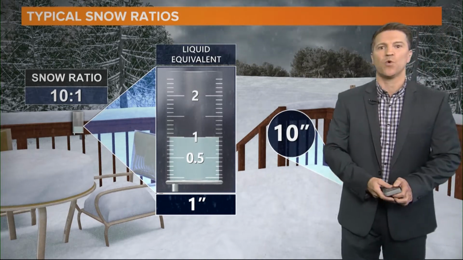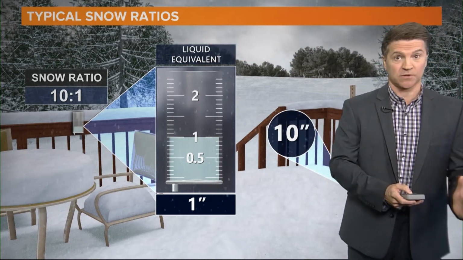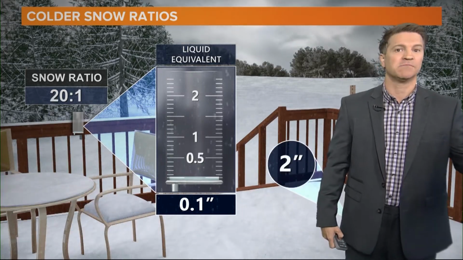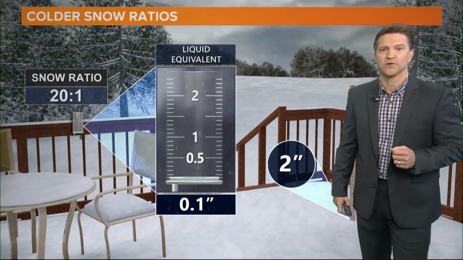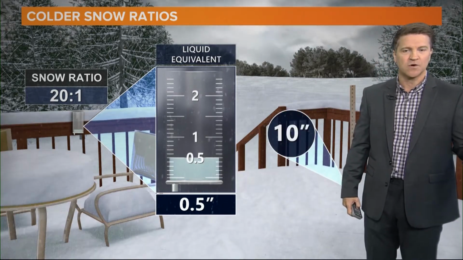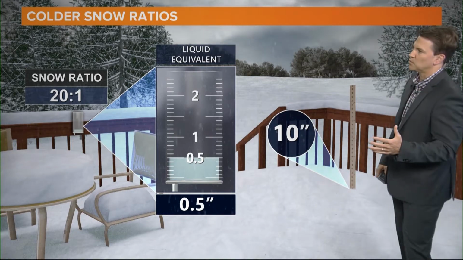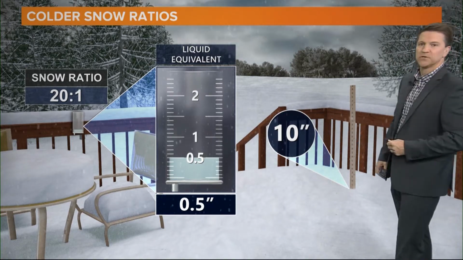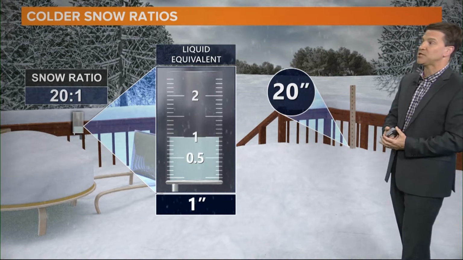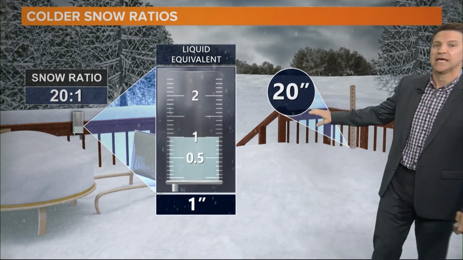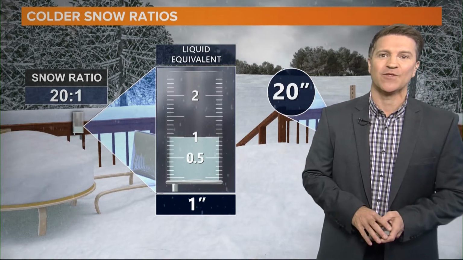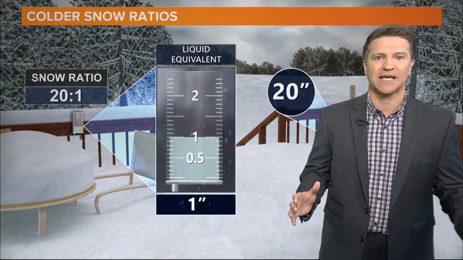Now there are times when the atmosphere is colder, and that produces what we call higher ratios. So sometimes we may get into a 20-to-1. So that 1/10 of an inch of liquid fluffs up to 2 inches of snow. 1/2 inch, because we're multiplying it twice here, would produce 10 inches. And then 1 inch of liquid in a 20-to-1 ratio produces 20 inches of snow. Now, sometimes the ratios can be even higher. And so that's part of our forecast process as well.